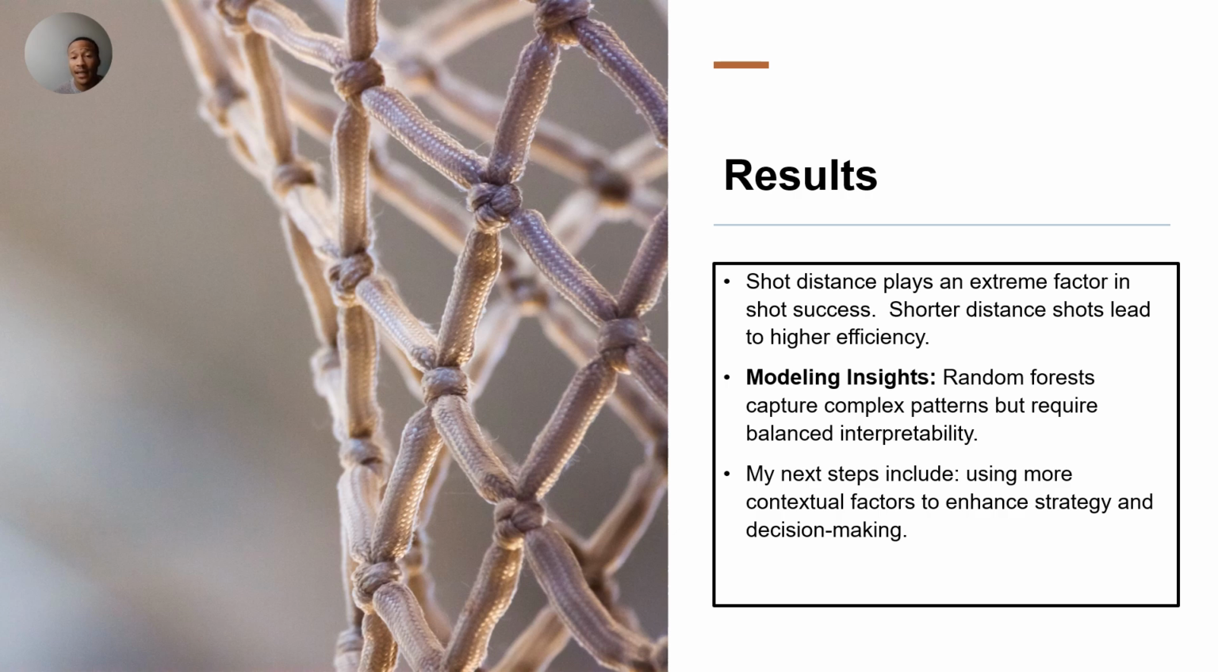My analysis confirms that shot distance is a critical factor in shot success. The data clearly shows that shorter distance shots lead to significantly higher efficiency, which aligns with our expectations. From a modeling perspective, the random forest model proved most effective at capturing the complexity of shot outcomes. However, its reduced interpretability presents challenges when applying it directly in practice. And balancing predictive power with interpretability remains a key consideration.